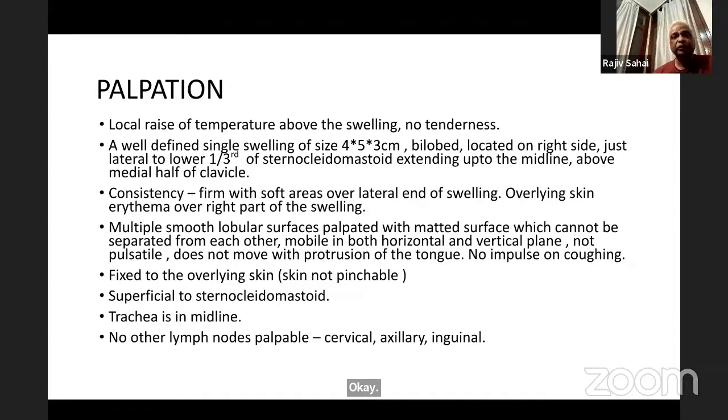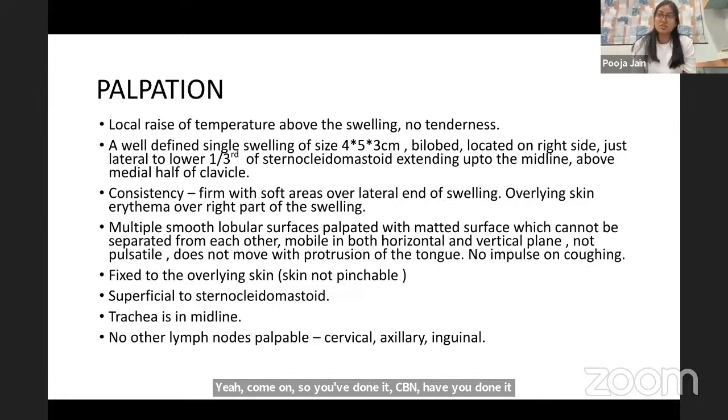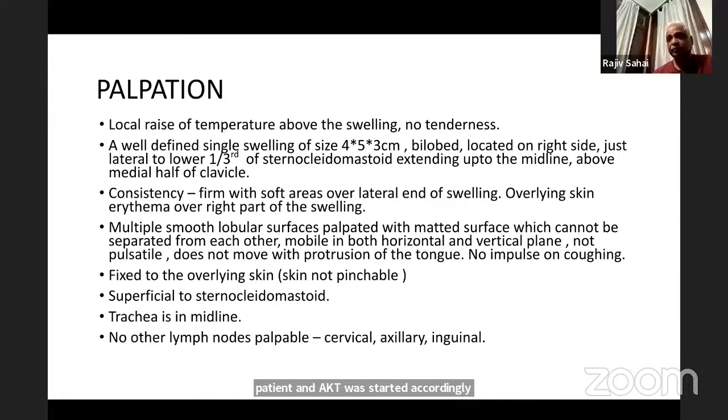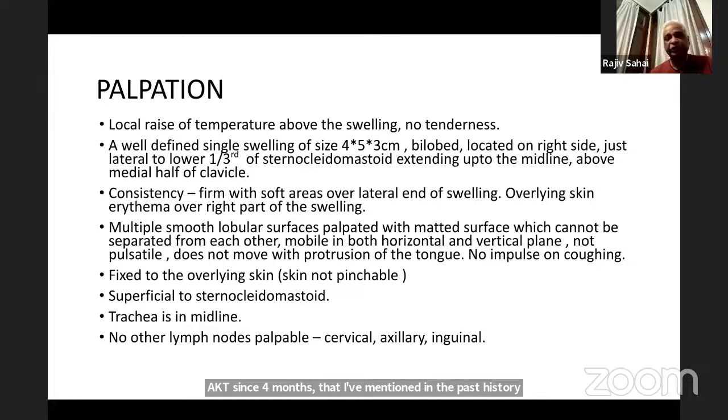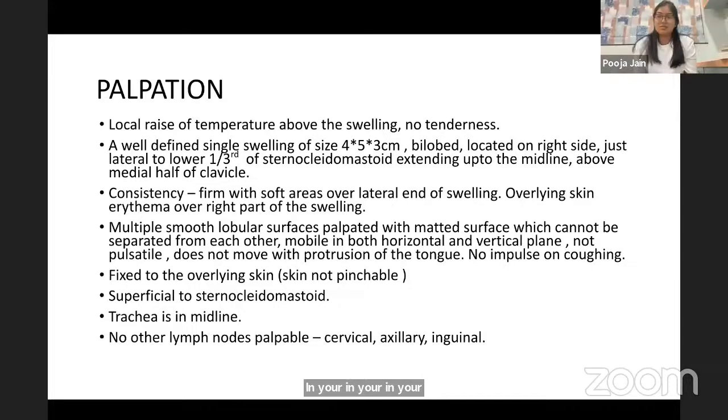So you've done CBNAAT. Have you done it? Sir, this particular patient was on ATT since 4 months. The CBNAAT was done at the native place of this patient and ATT was started accordingly. This patient was not rifampicin or isoniazid resistant. So hang on, in your history, did you tell us that all this has been done? Sir, the patient is taking ATT since 4 months, that I have mentioned in the past history. So in your history also, you must say that this patient has been investigated.